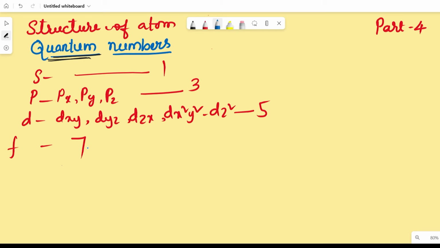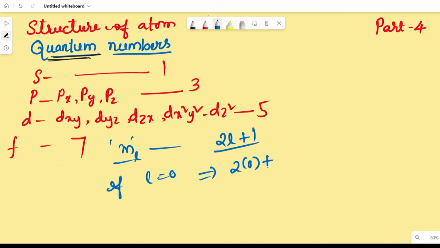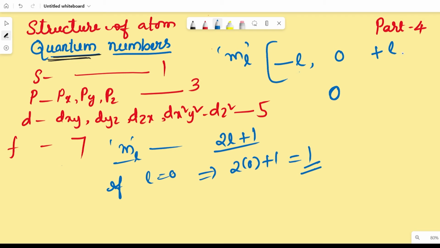Earlier I told you that the m value, that is the ml value, the magnetic quantum number value, depends upon the small l value: 2l plus 1. So if l is equal to 0, then what is the m value? 2 into 0 plus 1, that is 1. Which means m contains one value and that value must be 0. The magnetic quantum number value extends from minus l to plus l.